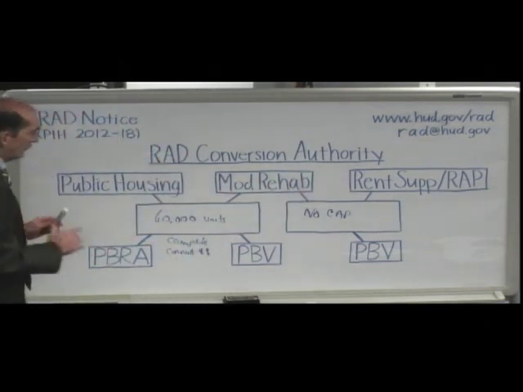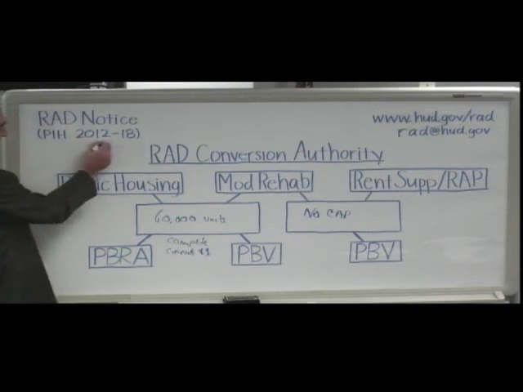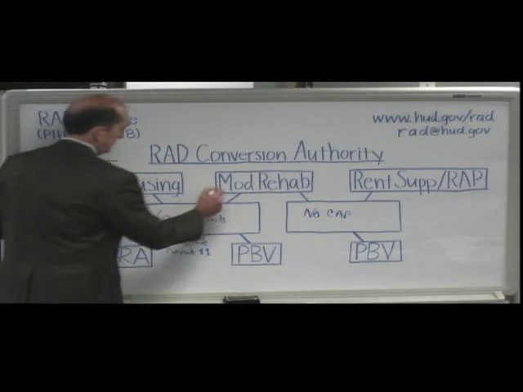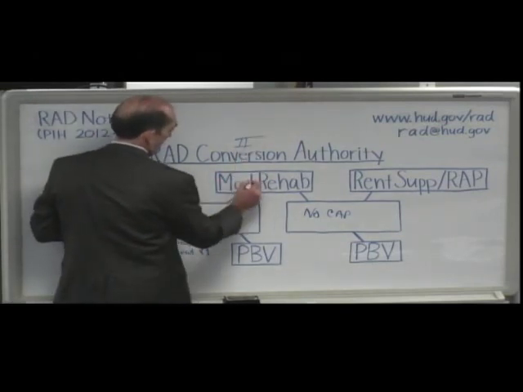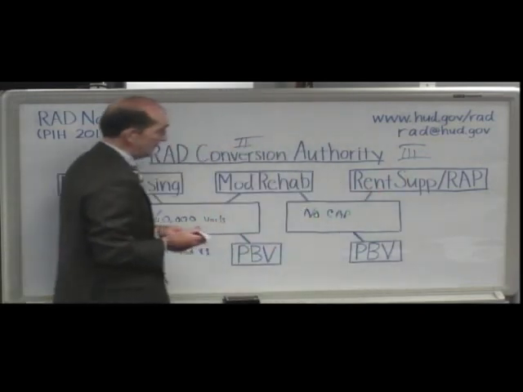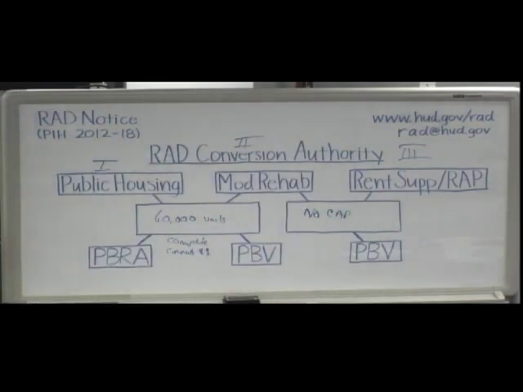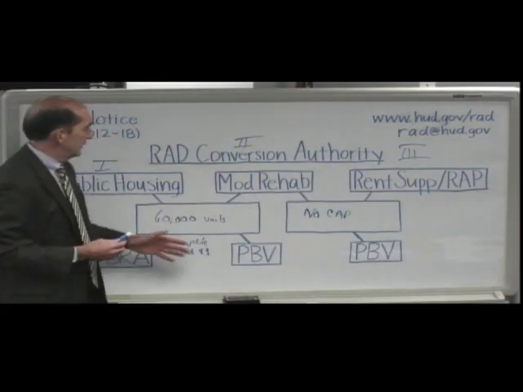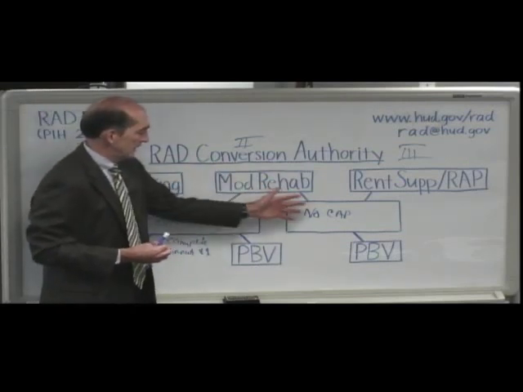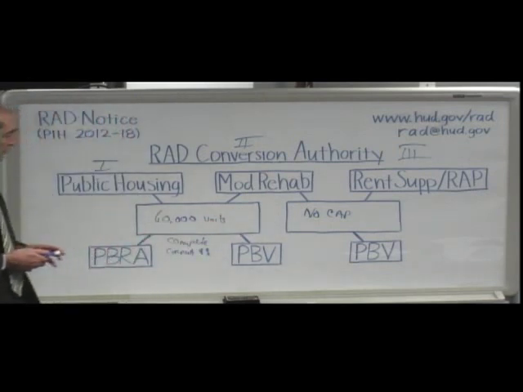So our notice is organized, PIH Notice 2012-18, such that the first section of the notice is public housing, the second section of the notice is Mod Rehab, and the third section of the notice is Rent Sup and Wrap. And so again, Mod Rehab is the one inventory that has the ability to go to both components of the demonstration.